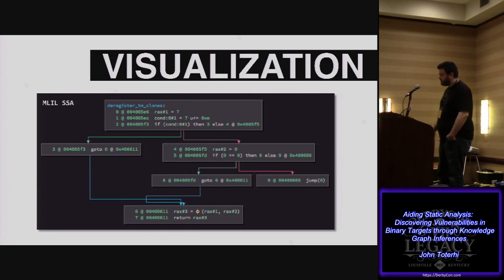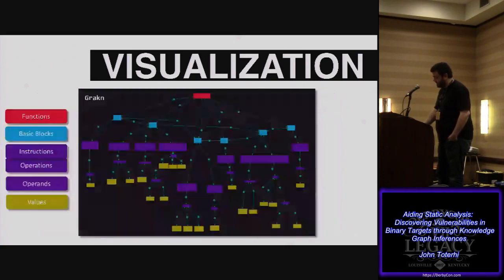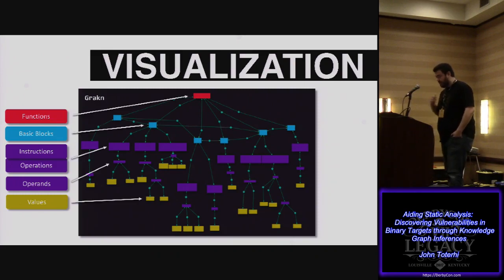All right, so let's take a look at what a function looks like in Kraken. Here's the function I'm going to display, and this is the MLIL SSA form of the deregister transactional memory clones that we saw before, just some junk that gets thrown in by GCC. The reason I use it is because it's compact and easy to fit on one slide. Most functions are really wild and hard to fit on a slide. Hopefully these colors show up okay.